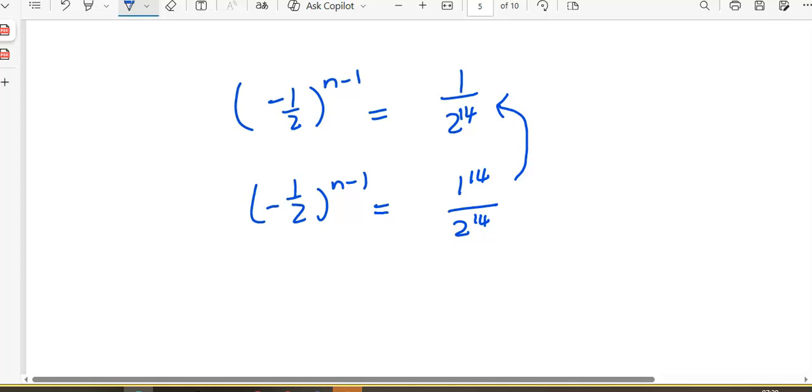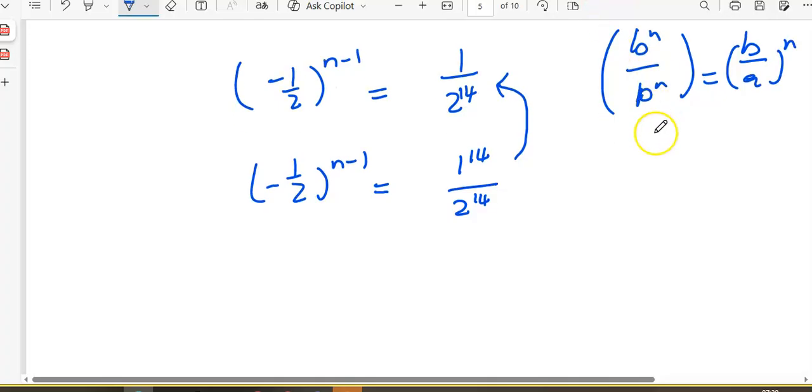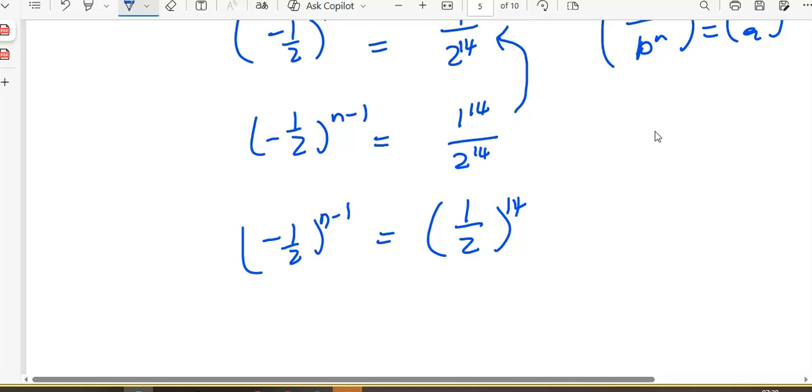Why am I writing this? Because I need to apply the law that says if the exponents are the same, this can be written as, let's say this is A and this is B, B over A, everything to the power n. So the reason I change 1 to 1 to the power 14 is that I want to write this as 1 over 2, everything to the power 14. Are you still with me on that? Yes. So it's all algebra. So this tells you that you need to go back and revise algebra.